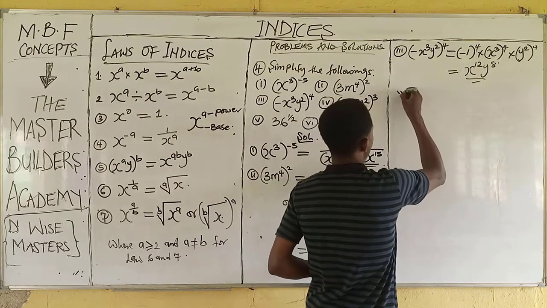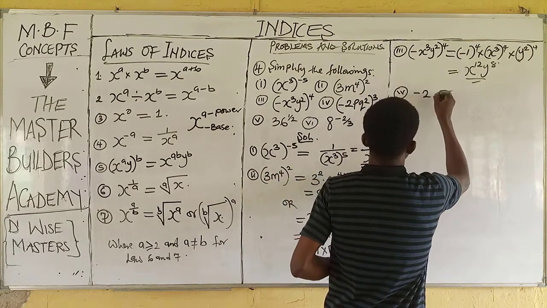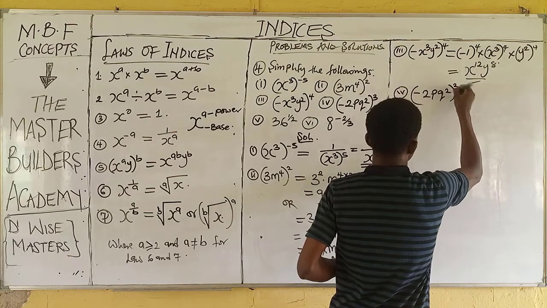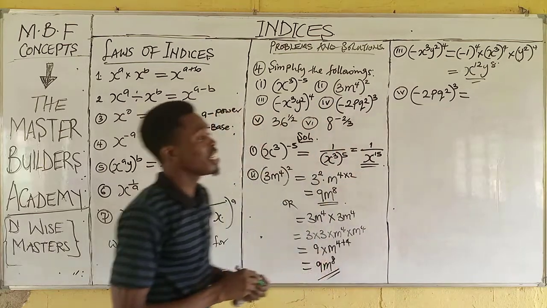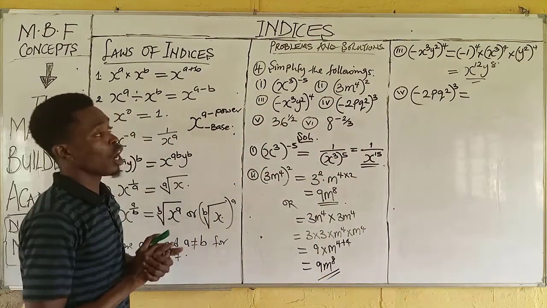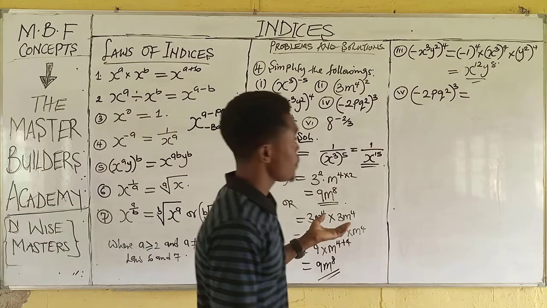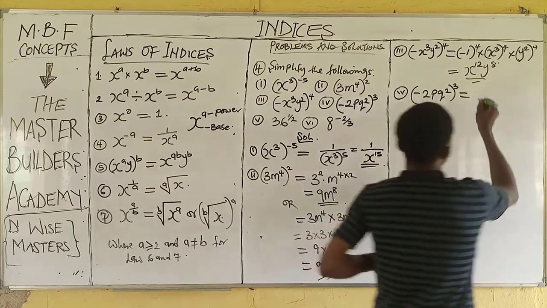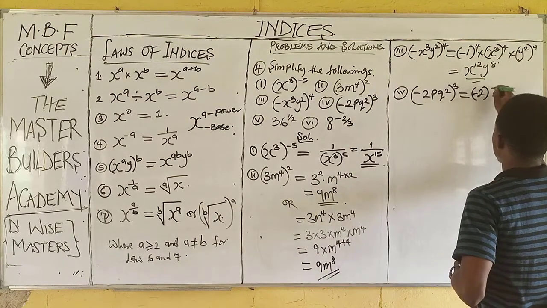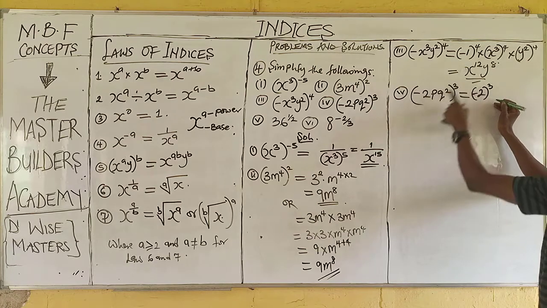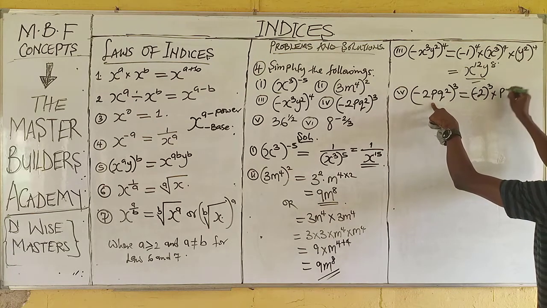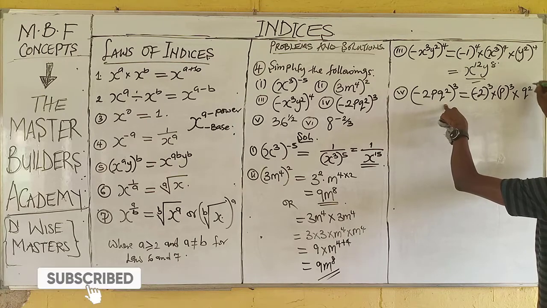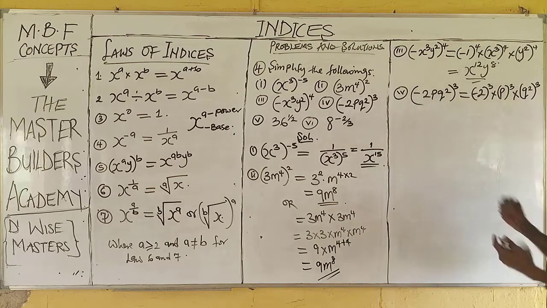Then Roman figure 4. We were given minus 2 p q squared all raised to the power of 3. This one now, we are still using only product power law. So the same way we solve this question is the same way we are going to solve this. All we need to do is to have this as minus 2 raised to power 3, because this power here affects 2, then times p raised to power 3, then multiplied by q raised to power 2, or multiplied by 3. It's as simple as this.